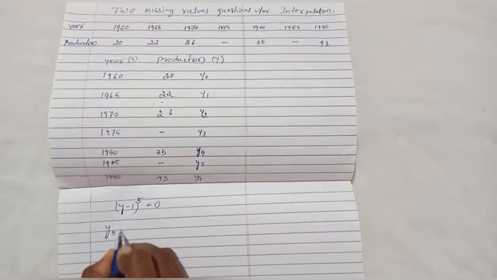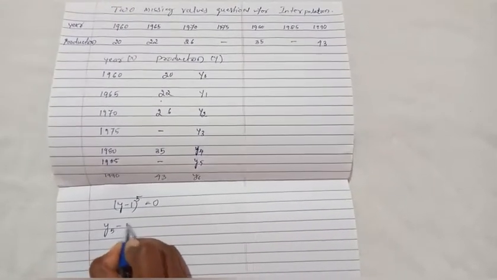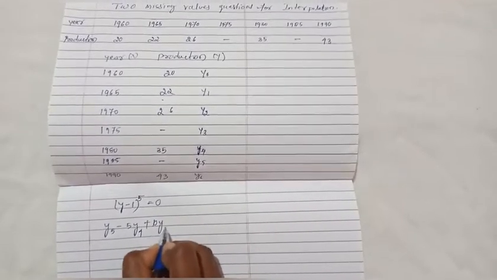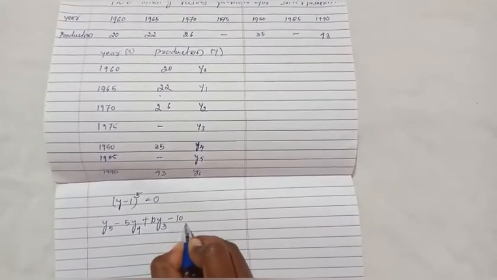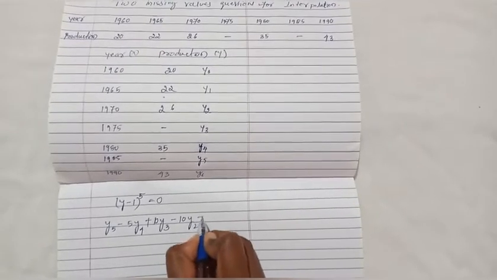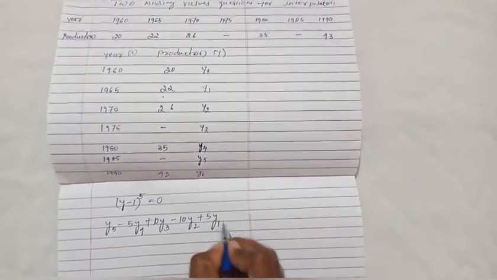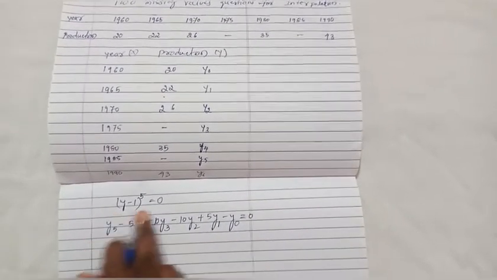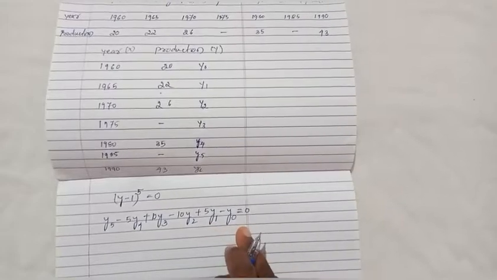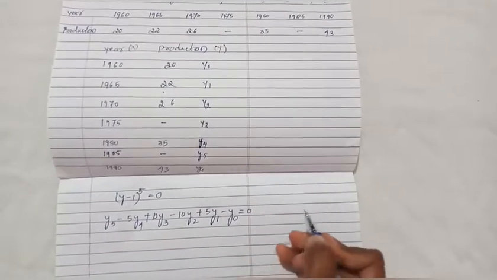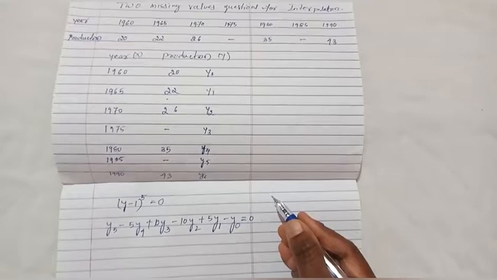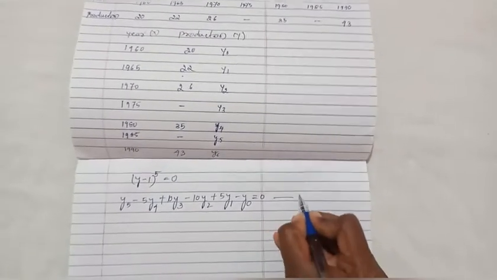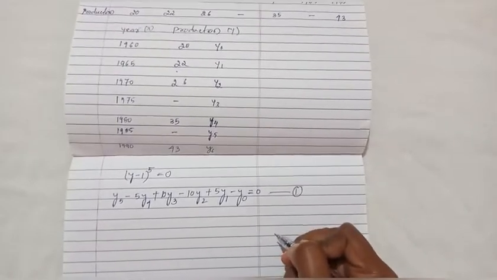First y5, next minus 5y4, next plus 10y3, minus 10y2, plus 5y1, minus y0 is equal to 0. For this equation we write this formula. To get this formula you can check my Pascal's triangle video. This gives us equation 1.